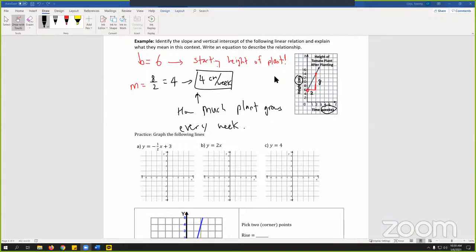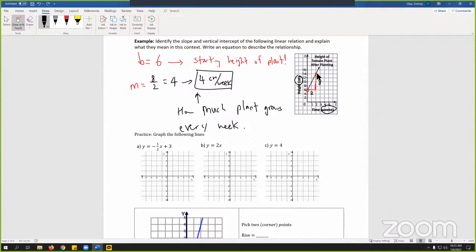Okay, I can go through that. So first off, everyone knows how to get the y-intercept and the slope, right? Finding the y-intercept should not be too difficult. It's where the line touches the y-axis, which is right here. That's 6. We know that's the starting height of the plant because that's at 0 weeks.